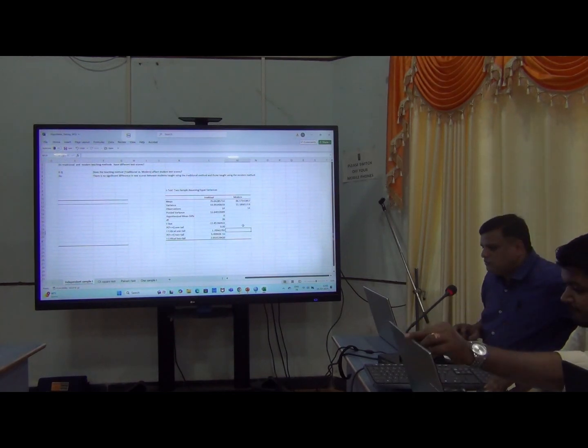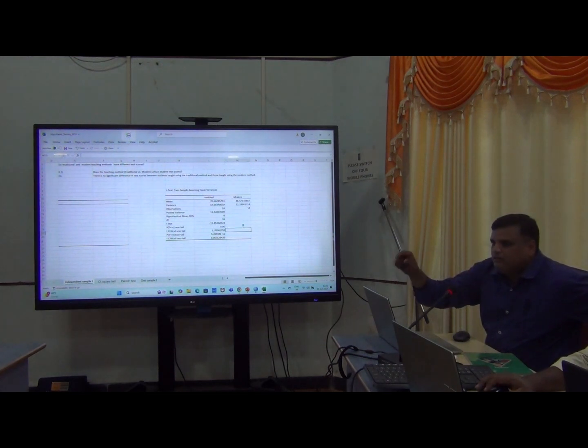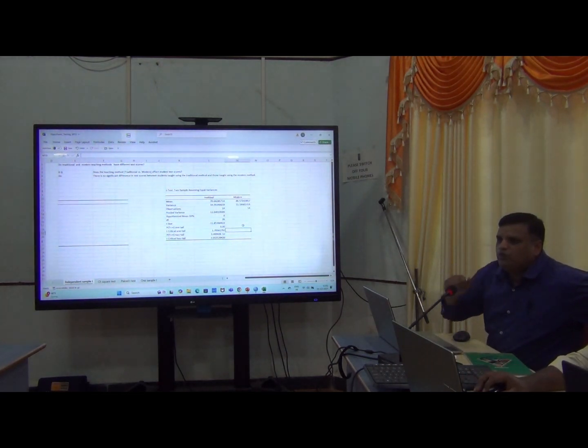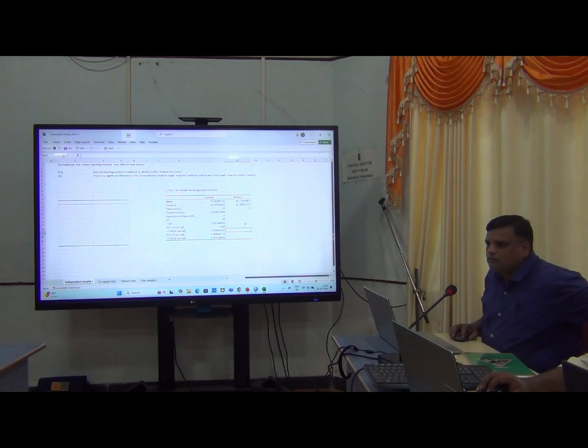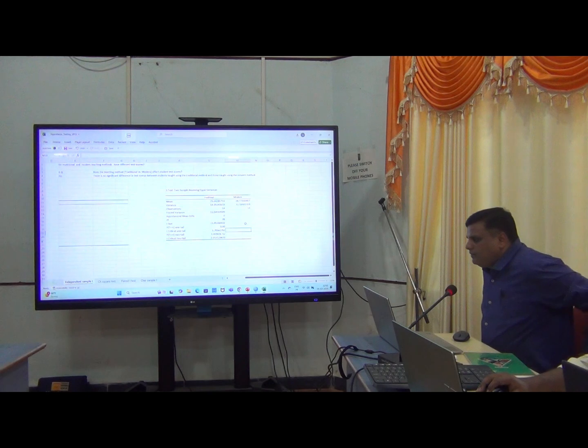Then output range is? You select one cell. Output range means where you want your output. Only one cell, sir? One cell, any cell. Okay. That's all.